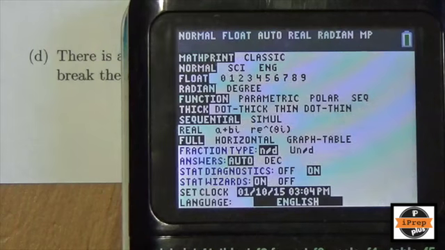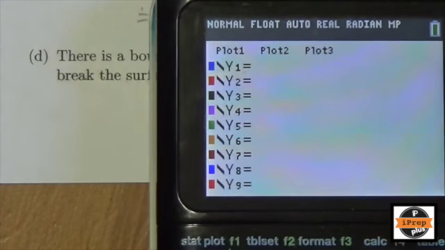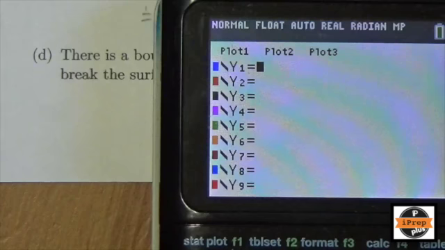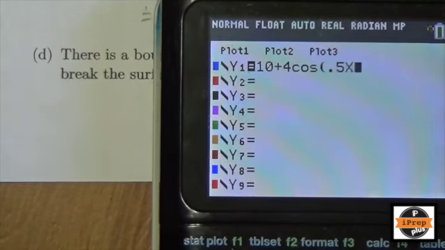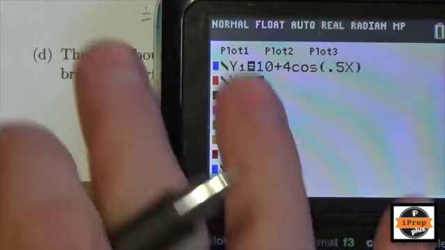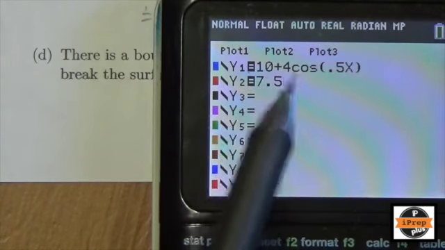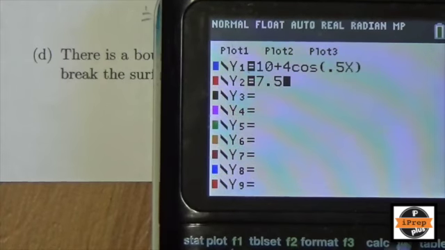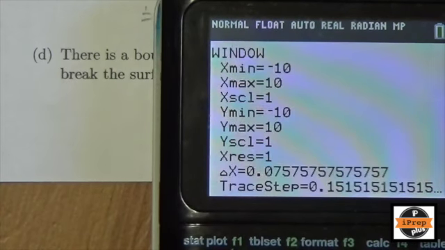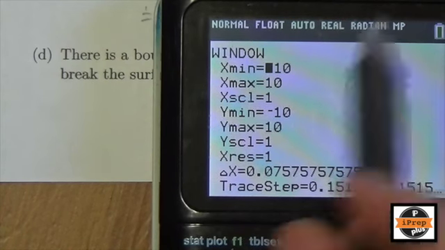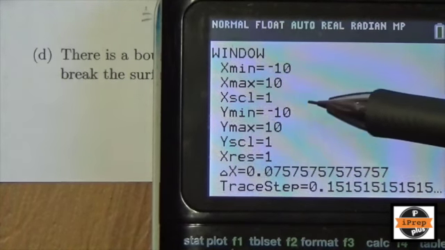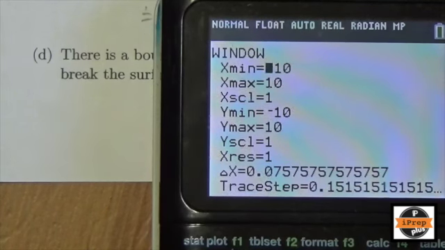So first of all, we're going to make sure we're in radian mode, and I am. And now we're going to enter our equation, which we know is 10 plus 4 cosine of 0.5x. Now, I am interested in where that y coordinate is equal to 7.5. So I put 7.5 in another y. Now I would graph this right away, but I'm going to adjust my window settings. I already know that vertically the graph fluctuates between 6 and 14 meters, so I'm going to give myself a little bit more room there.